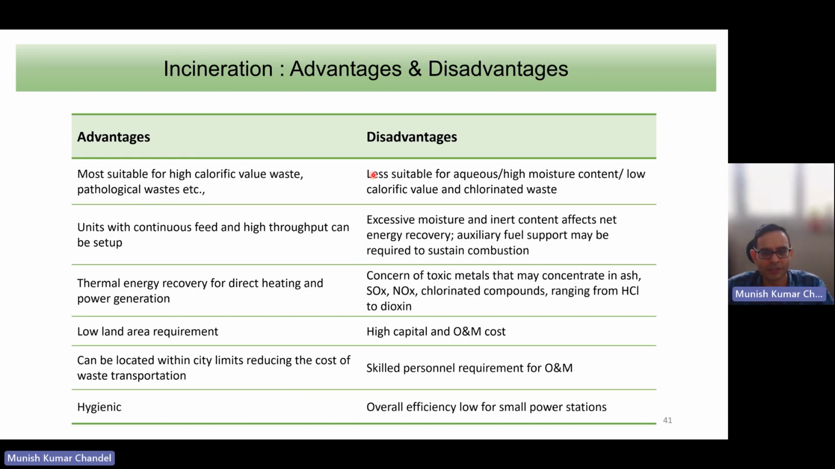So that would be a disadvantage, because our waste is aqueous, with high moisture content and low calorific value. So in a sense, it may not be that suitable for Indian MSW with respect to calorific value and high moisture. Units with continuous feed and high throughput can be set up.